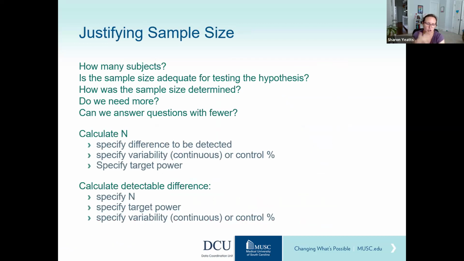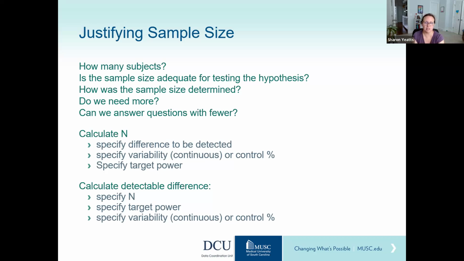At the end of the day, regardless of how you go about this, though, closed form solution or samples or simulation, no matter what design you pick, you're going to have to justify the sample size. So you're going to have to talk about how many subjects, whether the sample size is adequate for testing that hypothesis, how it was determined, and you're going to have to say something about whether or not you need more than you're asking for, or you can answer the question with fewer, right?